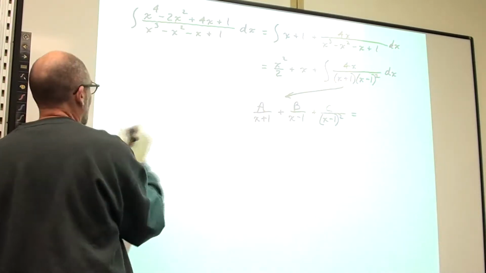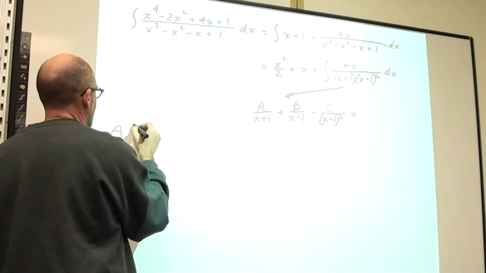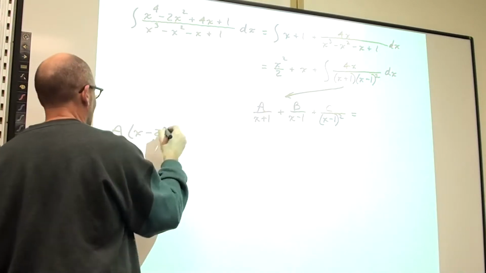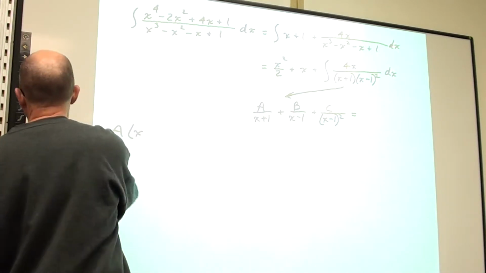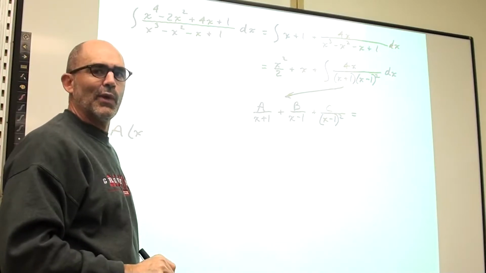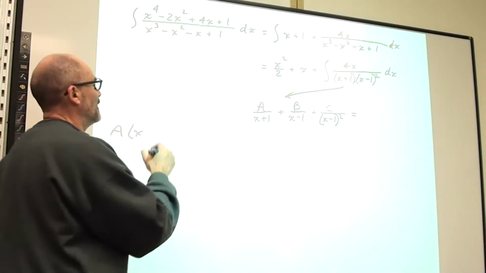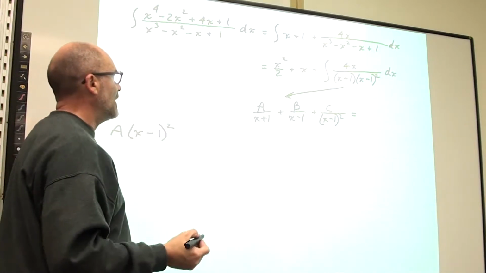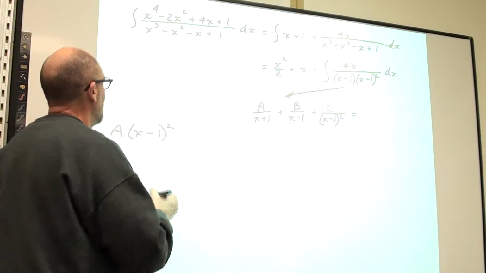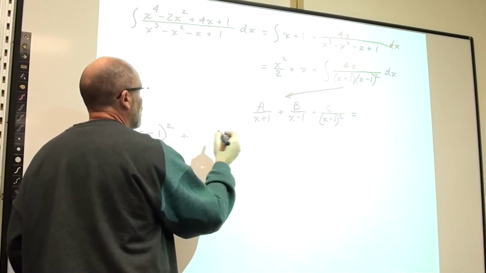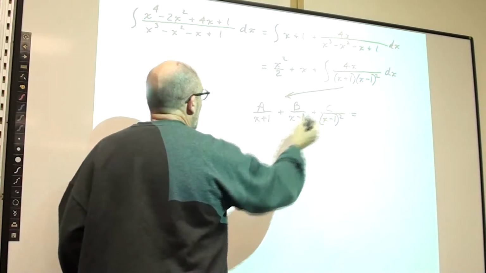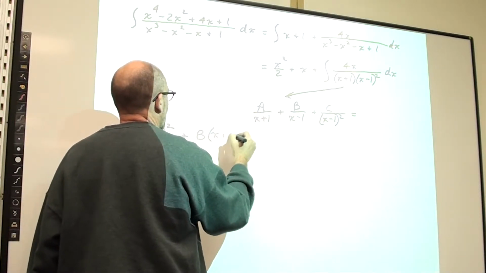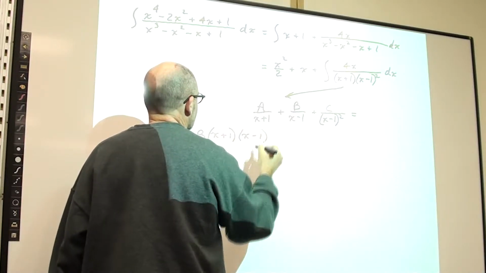Okay, so we've got A times... I should edit this, but I'm not going to. So you're just going to have to watch all this screwing up. A times x minus 1 quantity squared. That's all we need is x minus 1 quantity squared. Plus B. Now what's B missing? It's just missing one of the x minus 1's and the x plus 1. So B times x plus 1 times x minus 1.